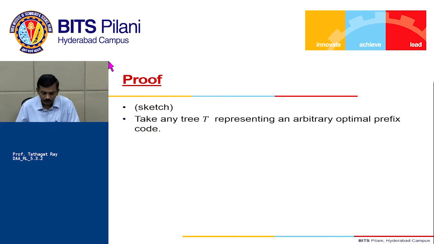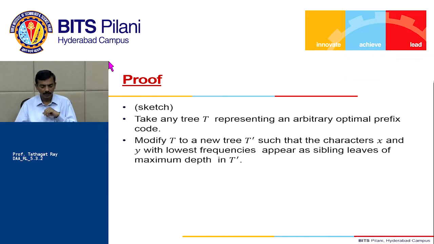So let's say that you have a tree T representing an arbitrary optimal prefix code. Take any arbitrary optimal prefix code where this condition, that X and Y have the same depth and differ in only the last bit, might not be true. Then what we do is modify T to a new tree T prime such that the characters X and Y with the lowest frequencies appear as sibling leaves of maximum depth in T prime.